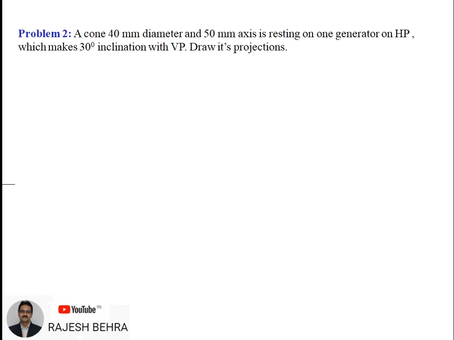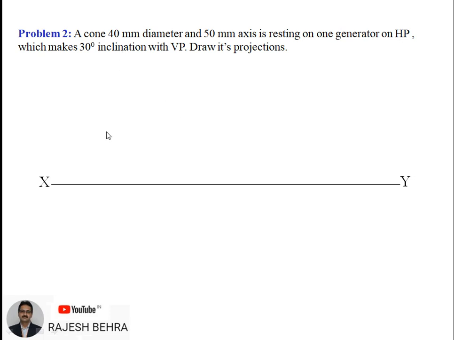Let's start with the actual diagram. Here we will have to check which type of problem it is, whether it is HP, HP, VP or VP, VP, HP. One inclination with VP is given to us, so definitely the data of HP will also be available in the problem. They have said one generator is on HP. So we have one data related to HP, one data related to VP.